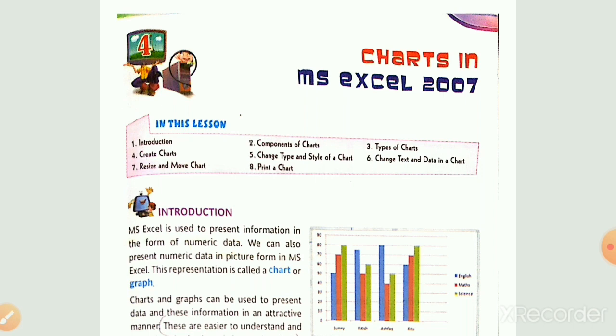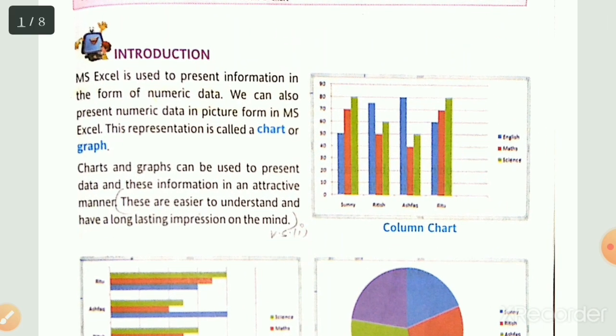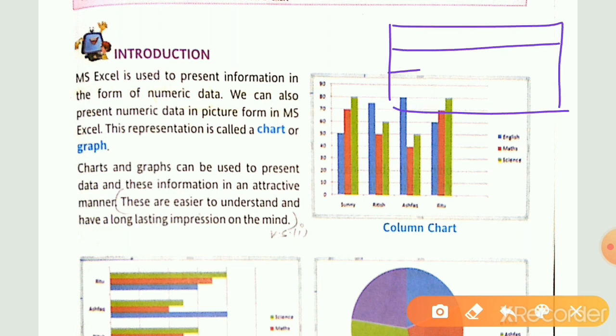Okay, so now let us come to the chapter, that is chapter number 4, Charts in MS Excel 2007. Now, my dear students, please open your book on page number 45. The first thing that you are going to see is the introduction. MS Excel is used to present information in the form of numeric data. Basically, when you open MS Excel, any version, either 2007 or 2010 or 13, you would be able to see the worksheet over there. You will be able to see your workplace, and it is divided into a certain number of rows as well as a certain number of columns.